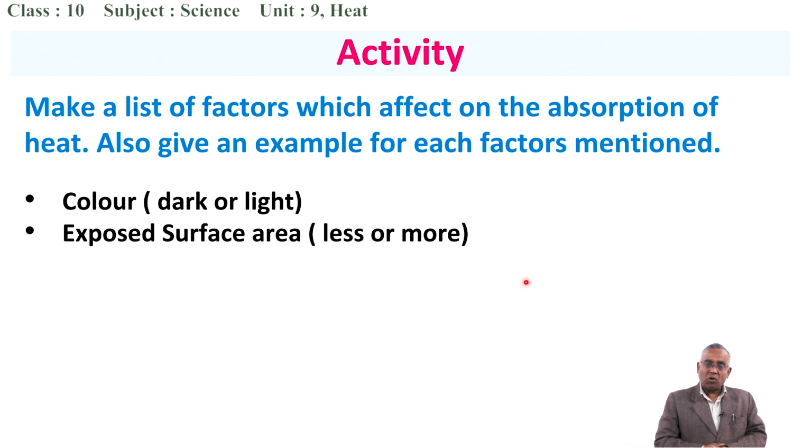Now the next one is exposed surface area. You have seen that people dry their grains by spreading them. They do not make a heap to dry them. The grains are scattered in the field. Scattered means spread. Yes, and we spread our clothes to dry. If you are not spreading, then what will happen? Will it dry sooner? No. So by absorbing heat, it has to dry. More heat can be absorbed if the exposed surface area is greater. So more exposed surface area absorbs more heat.